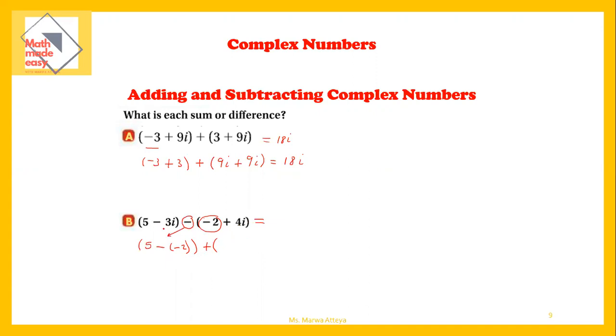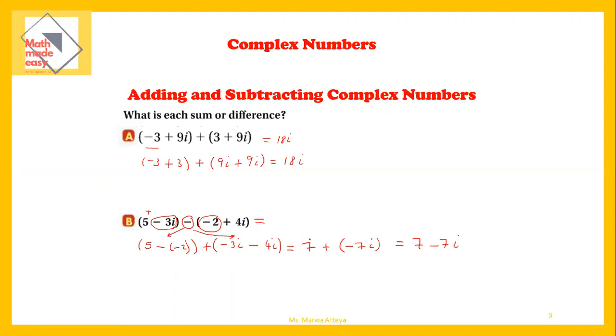Then I'm going to be taking negative 3i. Take care, don't look at this as if it's a subtraction. This is a sign for the number after it. So this is actually as if we have plus negative 3i. So you're going to have negative 3i, and I'm going to be subtracting 4i this time. So 5 minus negative 2 is equal to 7, and negative 3i minus 4i is equal to negative 7i. Now, when you simplify this, it's going to be 7 minus 7i.